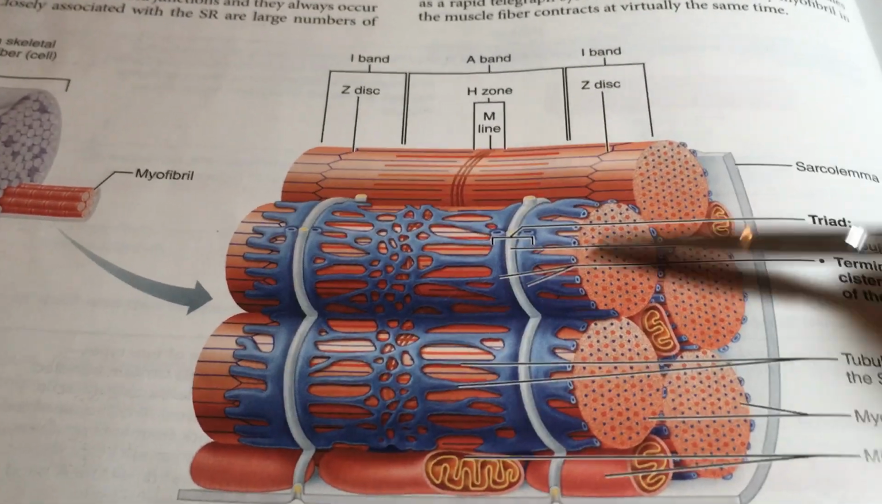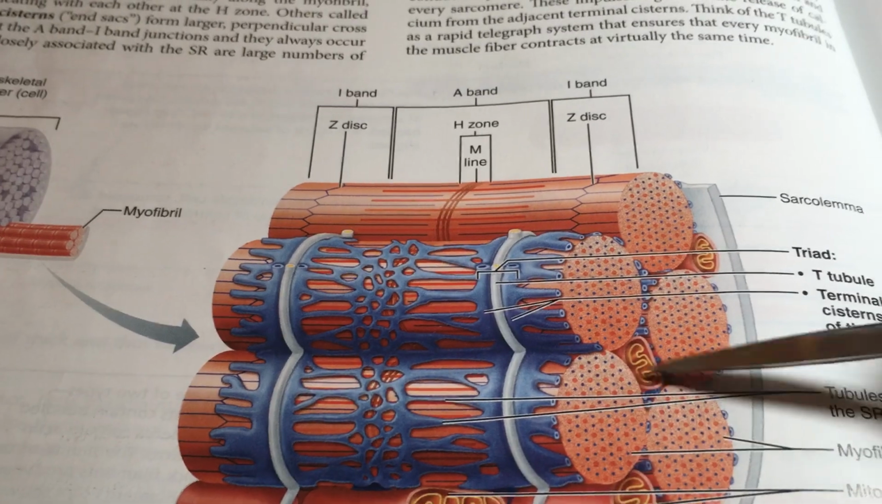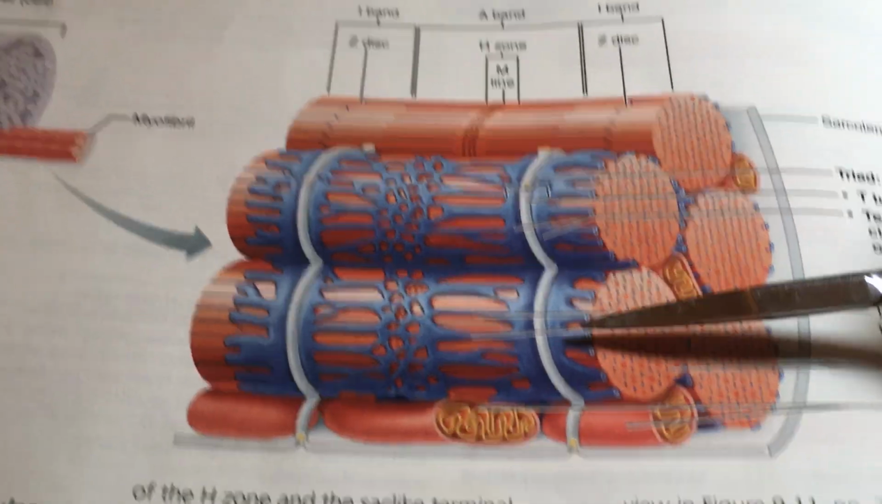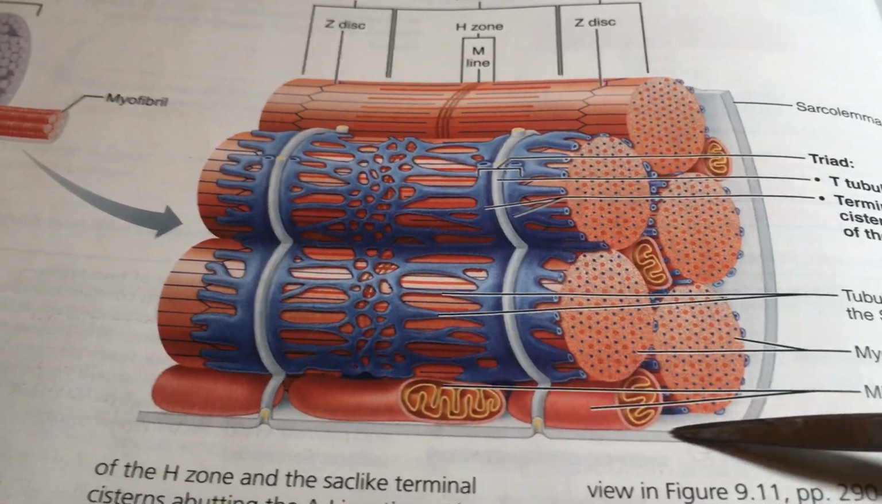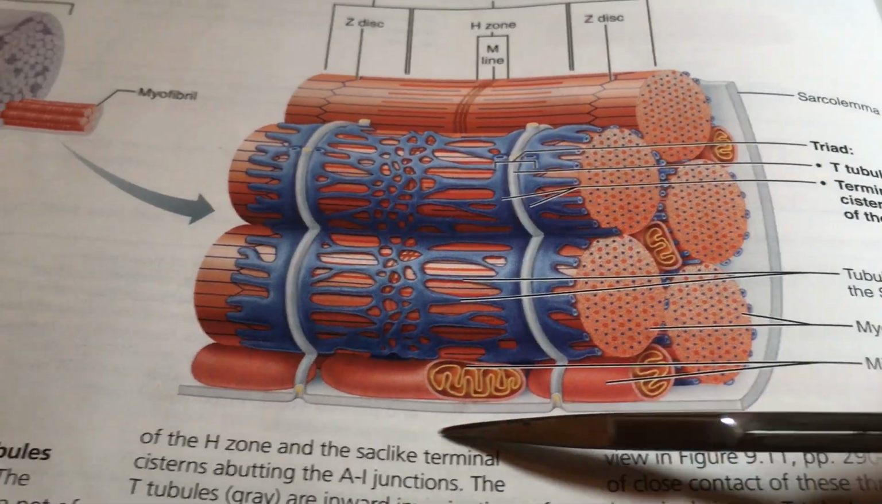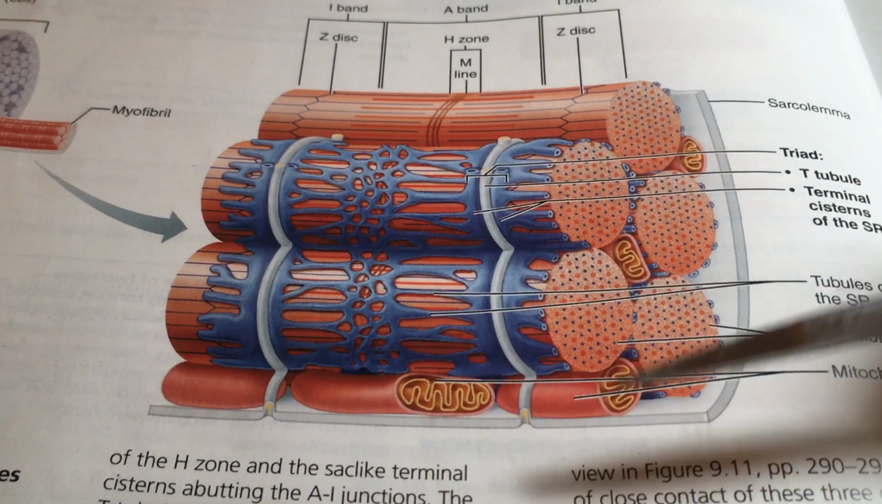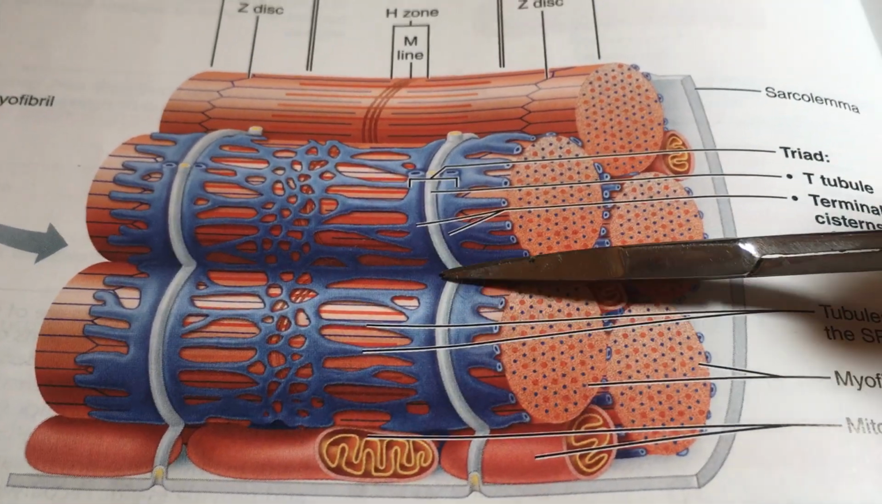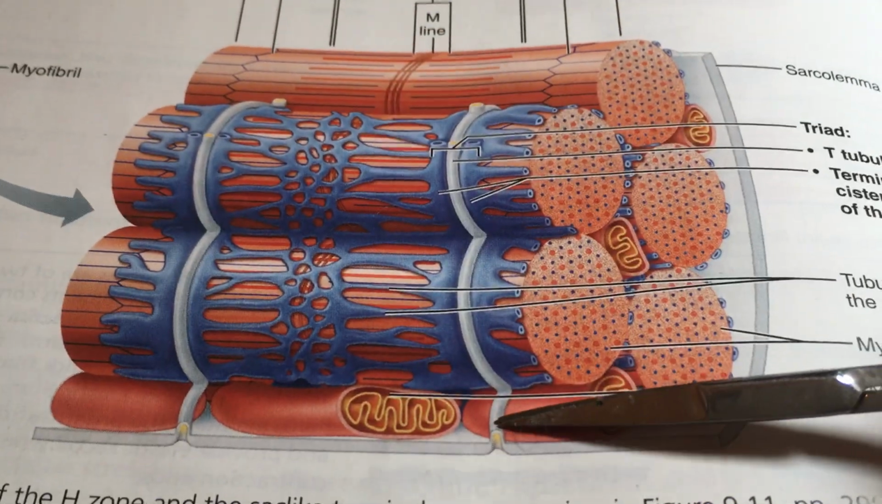So here we have a bunch of myofibrils together in a muscle cell, and what they're trying to show us, first of all, is the sarcolemma. The cell membrane is right here, just the way you like it. And you'll notice that the cell membrane has an invagination right here. This is called the T-tubule.